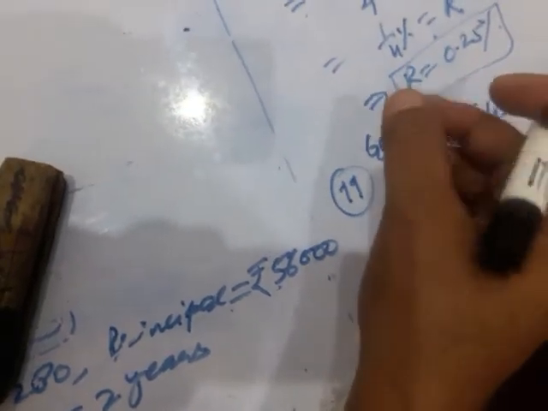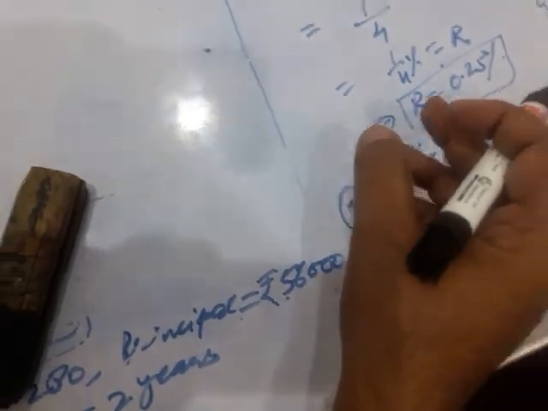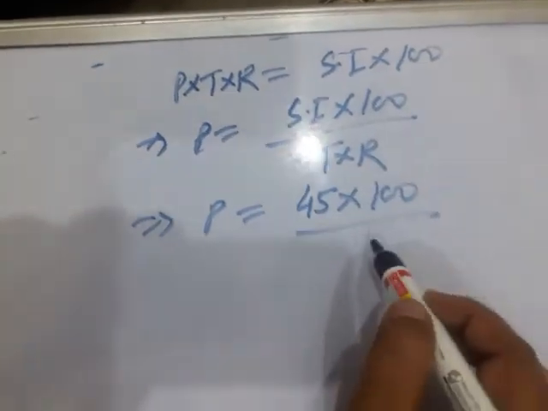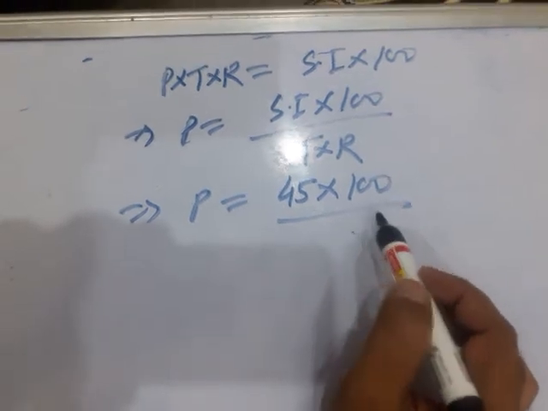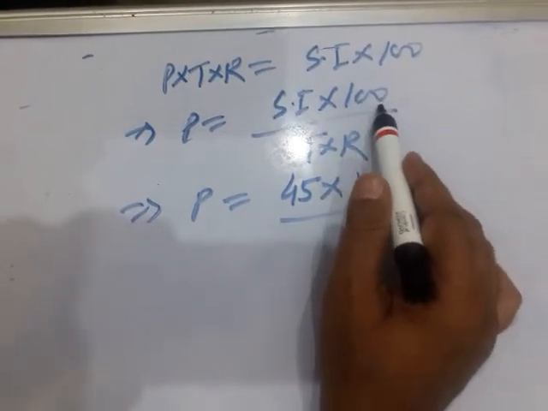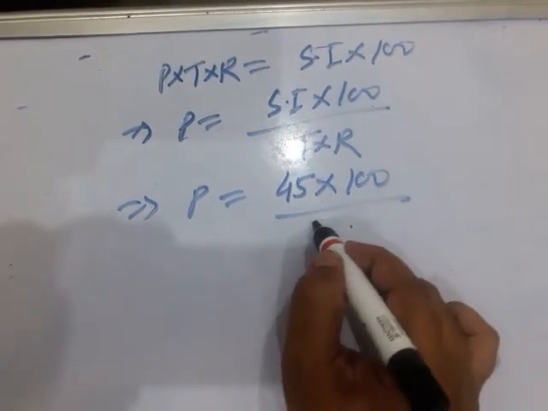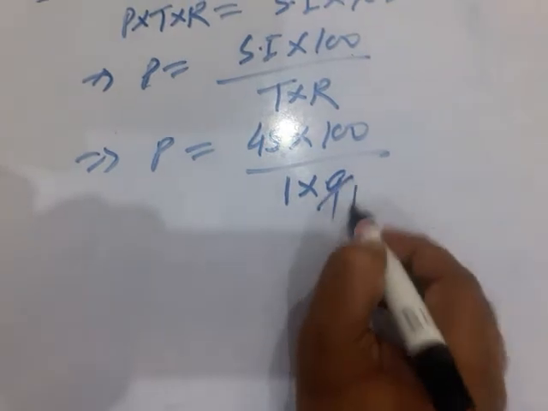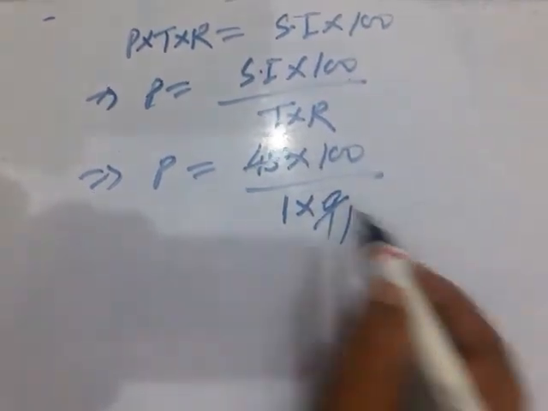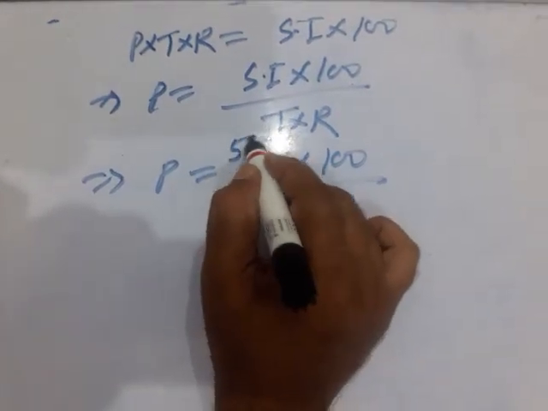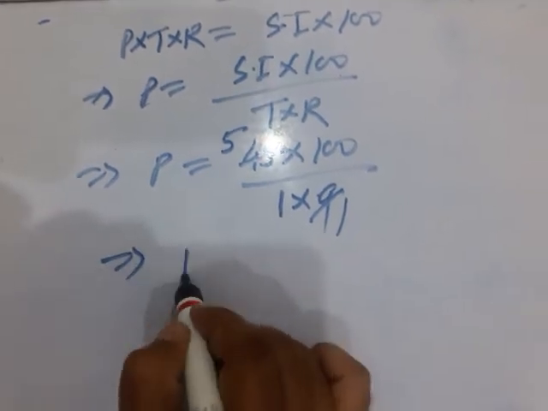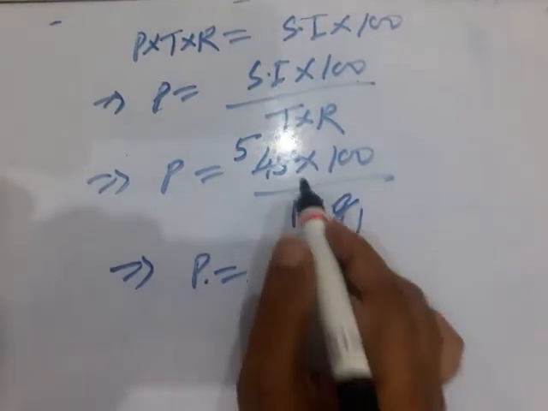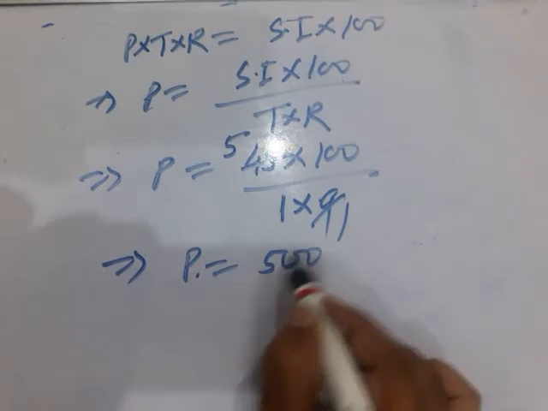Okay, children, so let us find out. SI equals 45, and this 100 is given. Time is 1 year, into rate, what is the rate? 9. Okay, children, now let us solve it. 9 5s are 45, and this implies that principal, that is P, equals 100 times 5, that is 500 rupees.